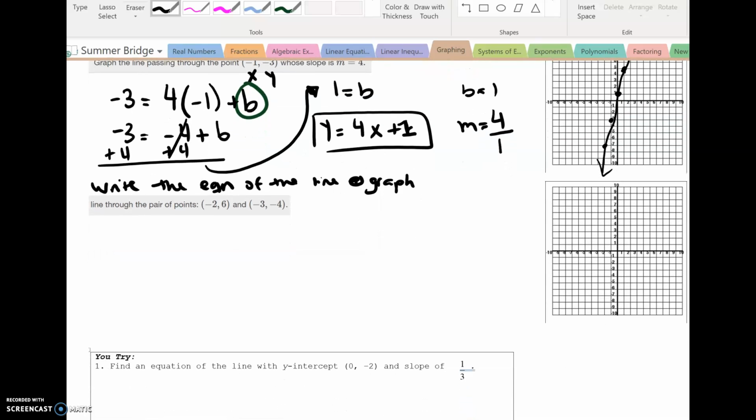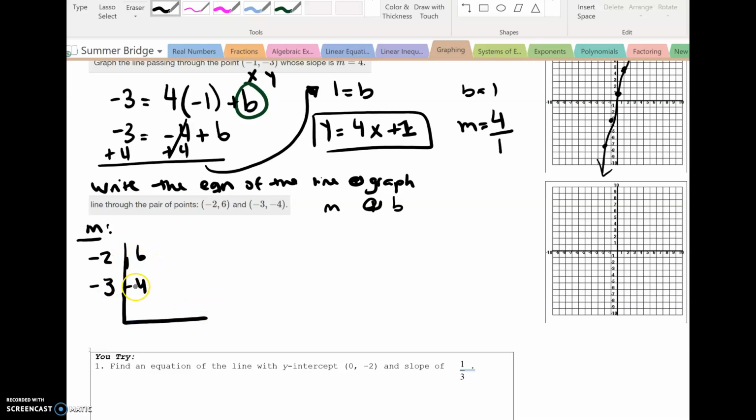Now, here's the last example. I'm going to ask you guys to find both the slope and our y-intercept before we can even go ahead and write down the slope-intercept form. So what I'm going to do is first find my m by stacking and subtracting, because that's my preferred method.